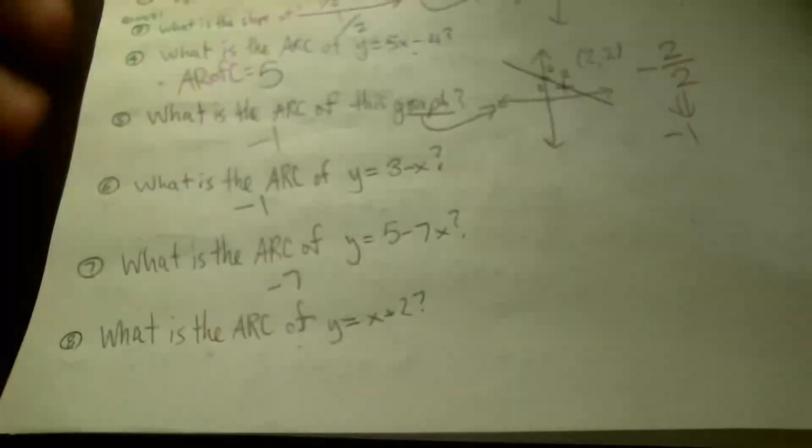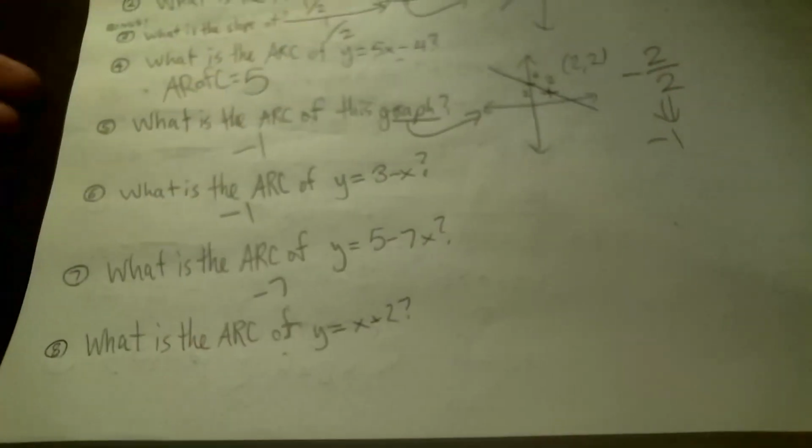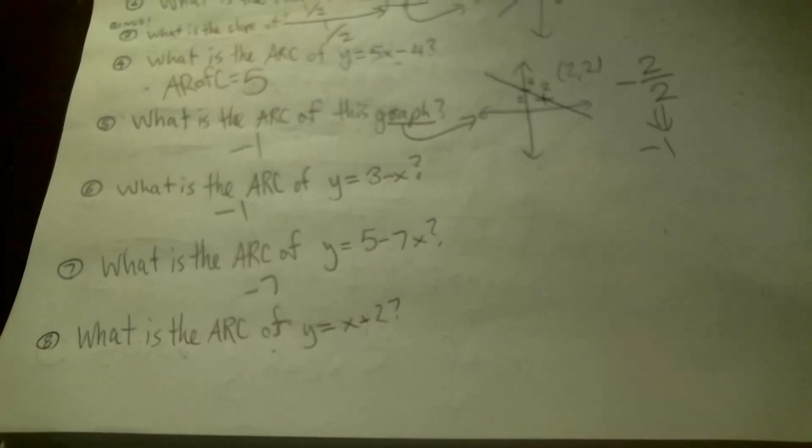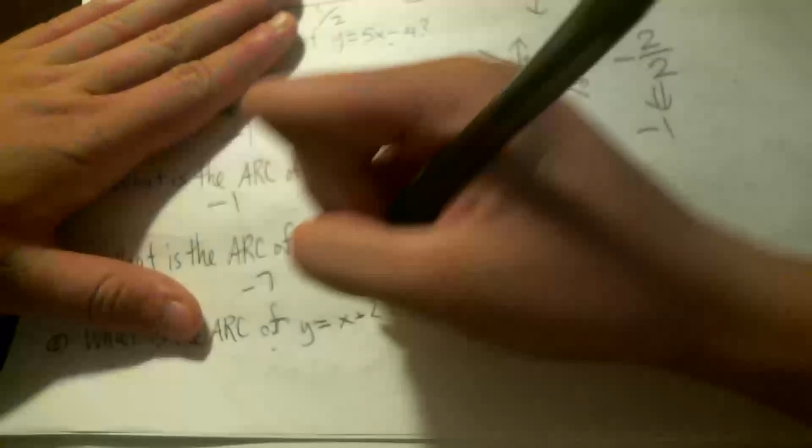Alright, let's do the very last one, which asks what is the average rate of change of y equals x plus 2, which is the slope here, and that is just 1. So our average rate of change would be 1.